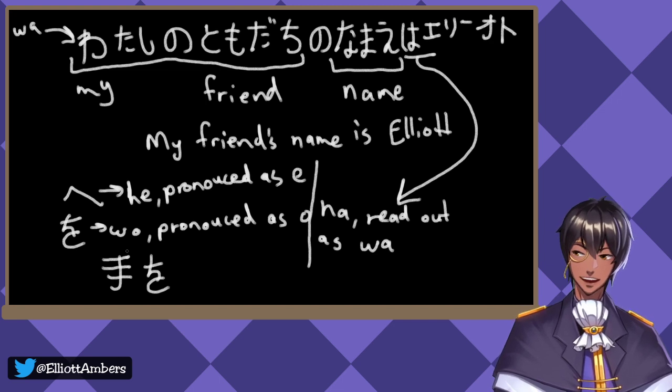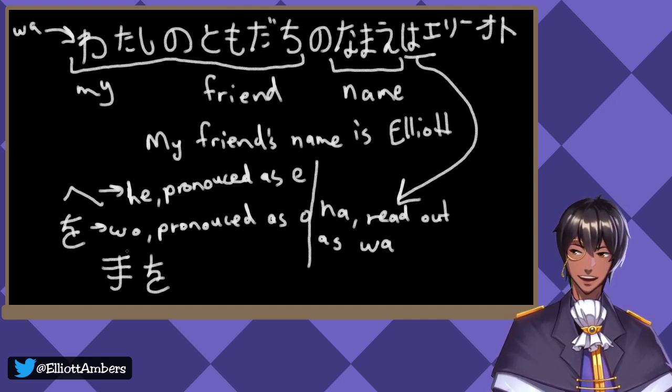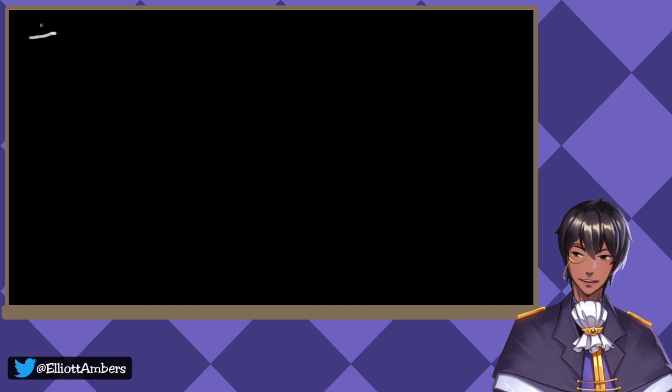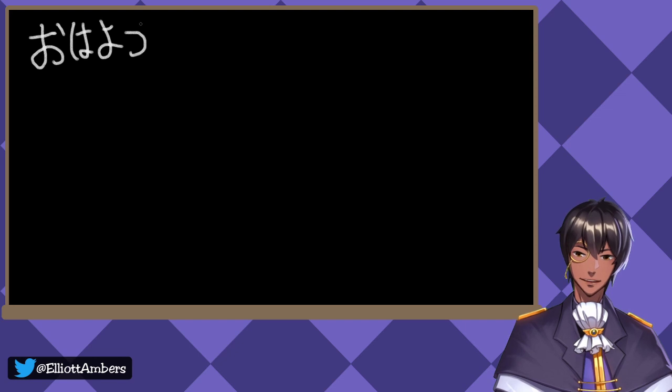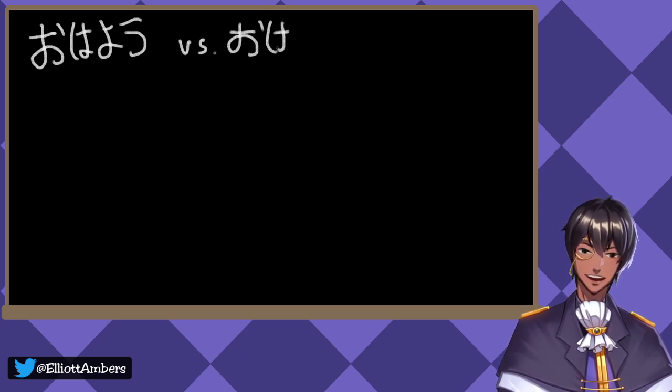So that's enough for the particles. What I want to get to next is talking about some basic introductions, because there are some rules that may or may not be common knowledge, and I want to talk about those. Let me clear this out. And let's talk about some basic introductory things. The first one being this. This is Ohio versus, let's say, Ohio.